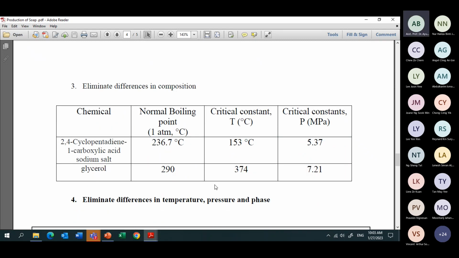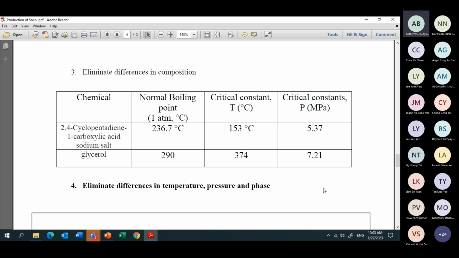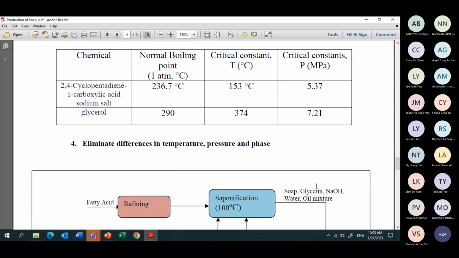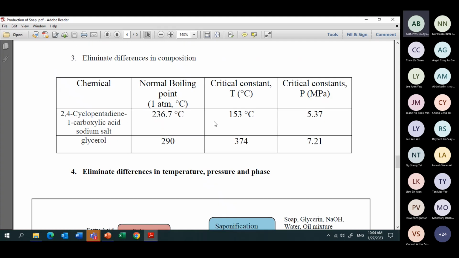Eliminate differences in composition. So based on the properties, how do you eliminate?